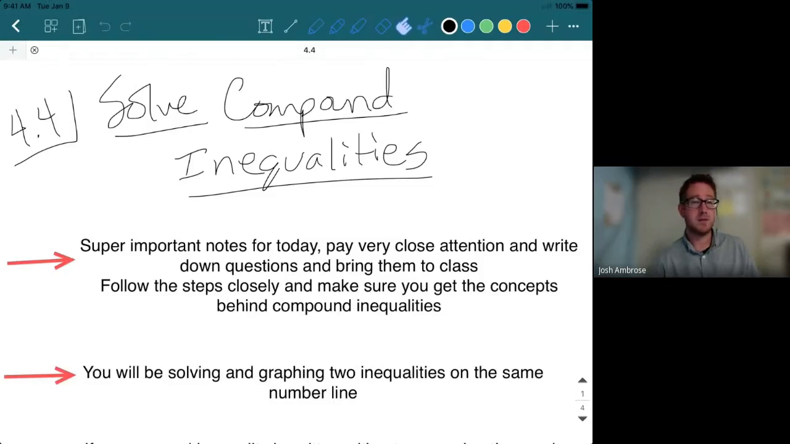All right, Algebra 1. Hey guys, welcome back. We are getting into section 4 of chapter 4 today. This is entitled Solving Compound Inequalities.